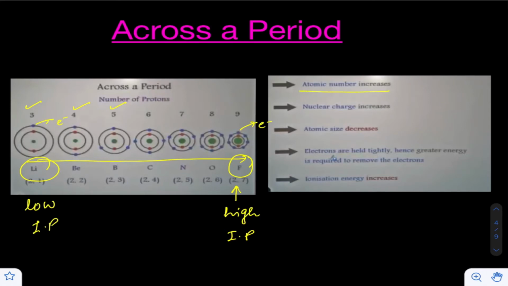Atomic number is increasing. Atomic number means nuclear charge. Nuclear charge is increasing. Atomic size decreases as we move across the period. So these are the reasons we can give in an exam. Electrons are held tightly and hence greater energy is required to remove the electrons. That is why ionization energy increases.